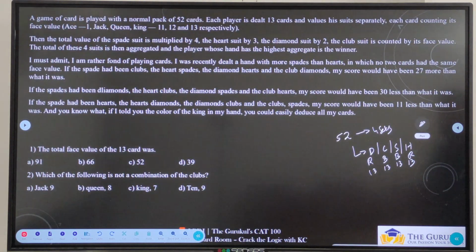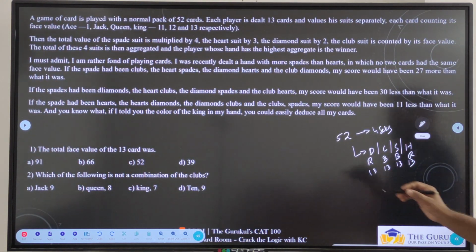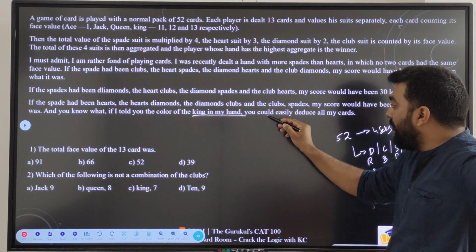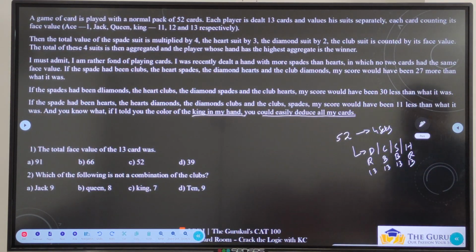I must admit I'm rather fond of playing cards. I was recently dealt a hand with more spades than hearts. Something is there. Okay. You could easily decode all my cards. I told you the color of the king in my hand. You could easily deduce all my cards.